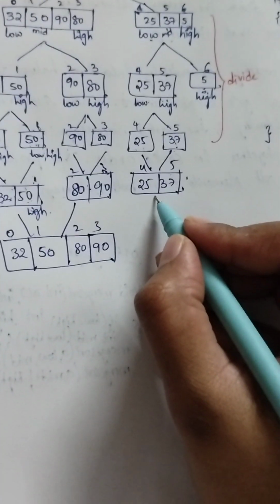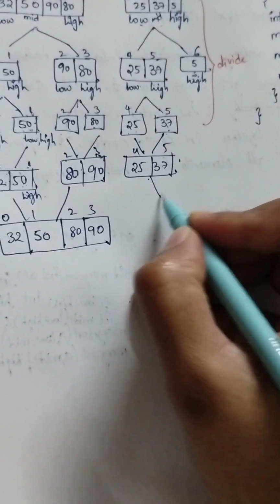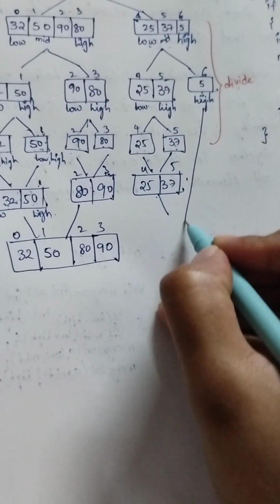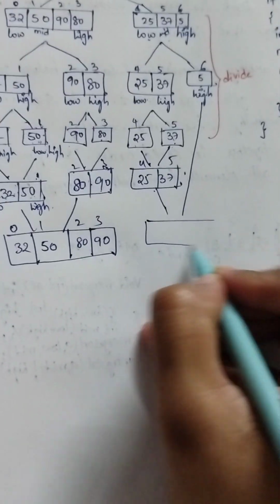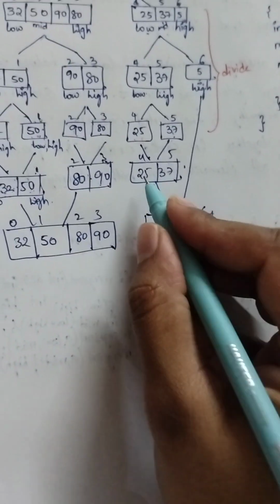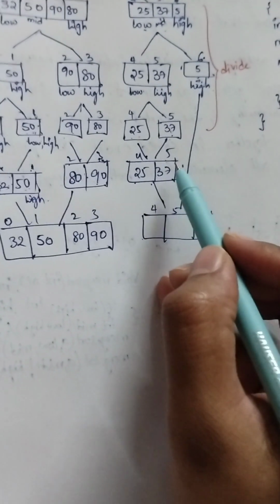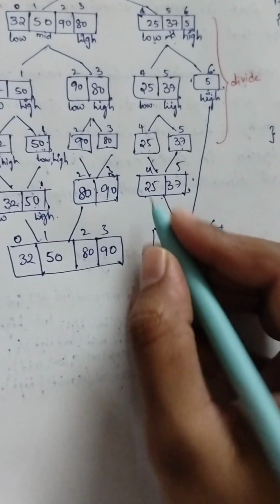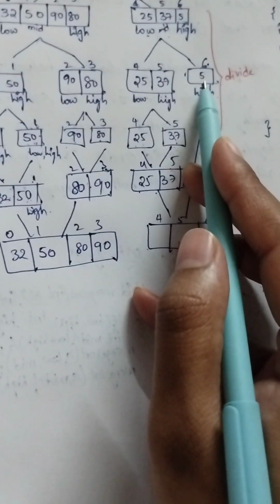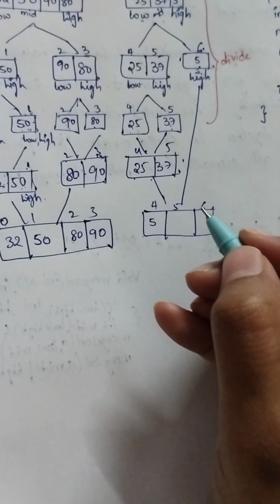Again, this is one sorted subarray and this is one sorted subarray. We need to merge these two. Means the new array indexes will be from 4 to 6. Here the 4 will be the lower one, 6 will be the higher one, and the 5 will be the middle one. So now 25 is comparing with 5. Which element is smaller? 5 is smaller, so 5 we are going to insert here, right?